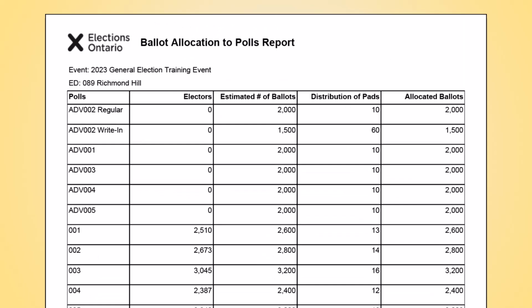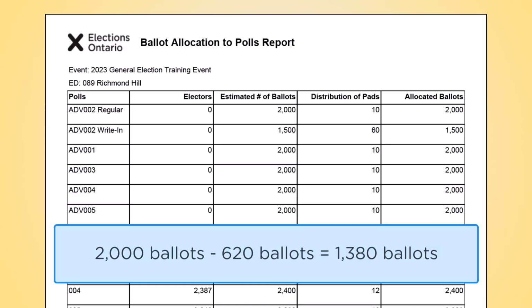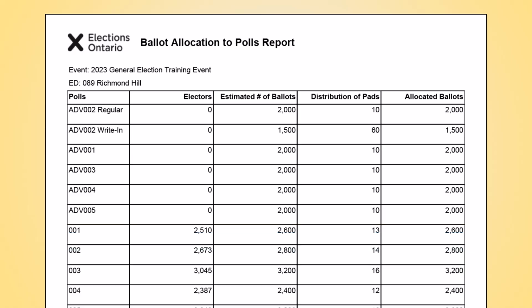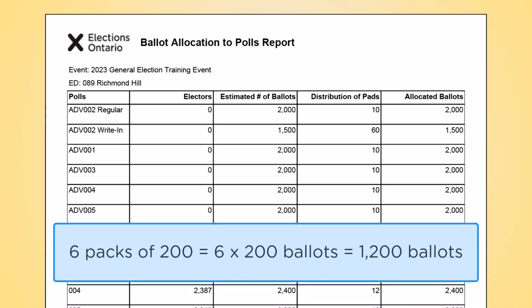For example, ADV005 only issued 620 of the 2,000 ballots that were allocated. This leaves 1,380 unused ballots. In this situation, you can reallocate some of the unused ballots. Since only ballots in unopened packs of 200 can be reallocated, let's reallocate 6 packs, or 1,200 ballots.